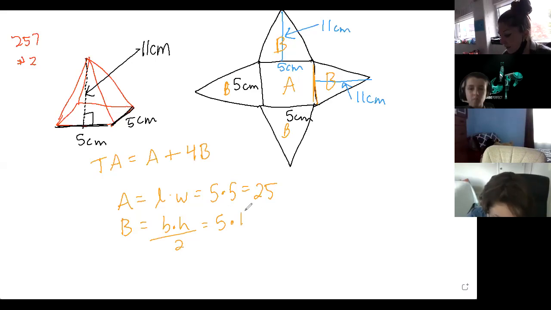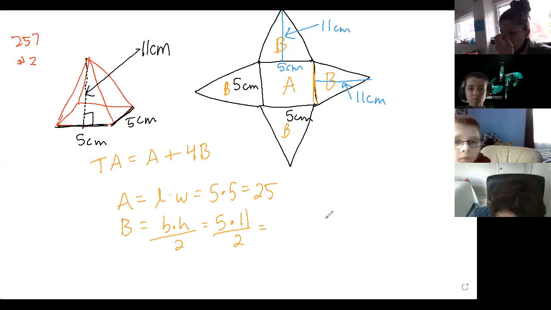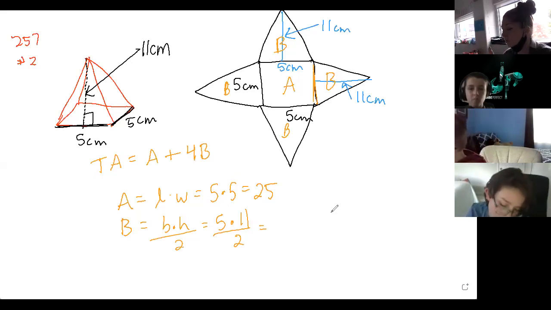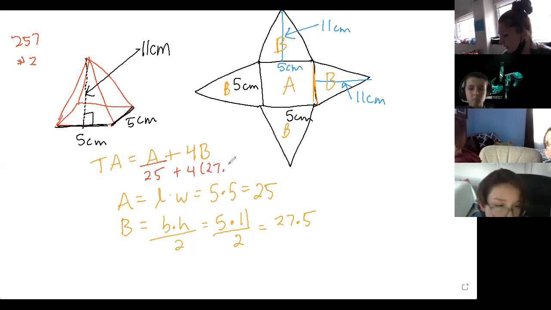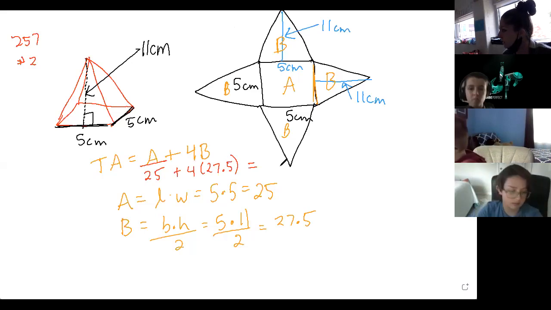5 times 11 divided by 2. Okay, what is 5 times 11 divided by 2? It's not going to be an even number. It'll be a fractional number or a decimal number, right? 5 times 11 is 55. What's half of 55? 27.5. Okay. We need 1A, which is 25, and 4 times 27.5. Can we calculate that? Someone type it into a calculator, or off to the side, figure out 4 times 27.5 and add 25 more to it.